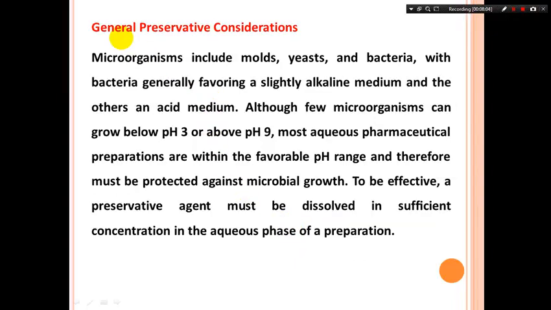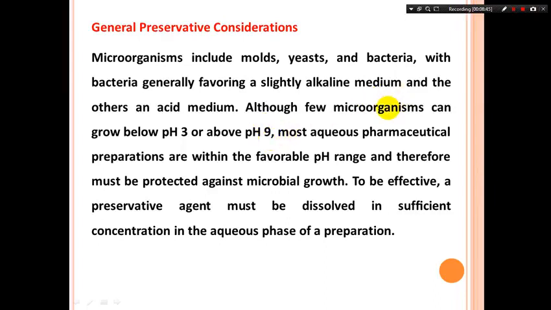There are many general considerations with which the pharmacist should be concerned in choosing or selecting the preservative. We know that most microorganisms like mold, yeast, and bacteria will grow in or favor slightly alkaline media, while others favor the acidic medium. A few microorganisms will grow below pH 3 or above pH 9.